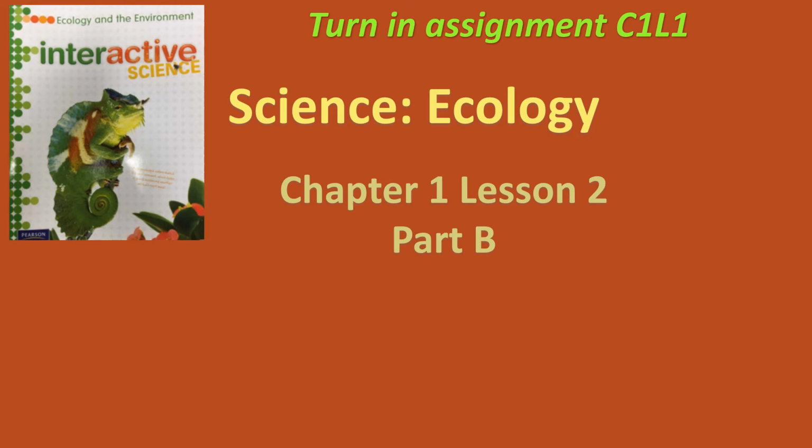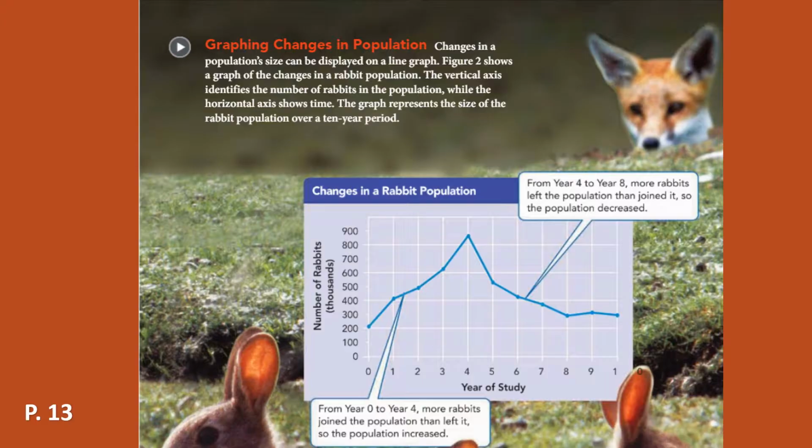Getting into the second half of Chapter 1, Lesson 2, looking at how populations change. They give us this information, and we can see in the foreground some little bunnies, right? And in the background, we can see a fox. We can see this line graph, right? So we did a double bar graph in the previous section. We talked about a single bar graph.